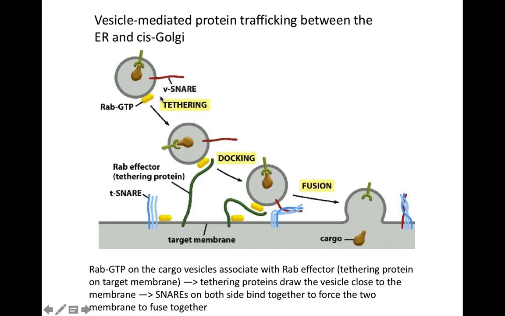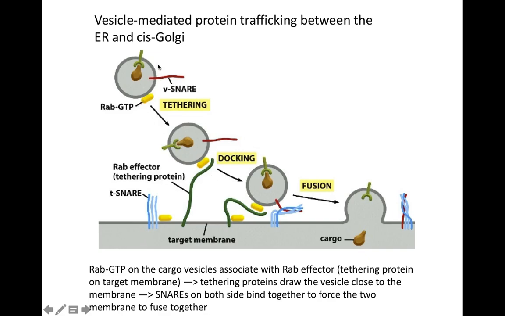Now RAB GTPase basically helps with the docking process. How would it do this? The first step in this case is the tethering process. Tethering takes place between the RAB GTPases, which are located on the membrane of the vesicle, and the effector proteins or tethering proteins. These are RAB effector or tethering proteins, the proteins located on the target membrane.